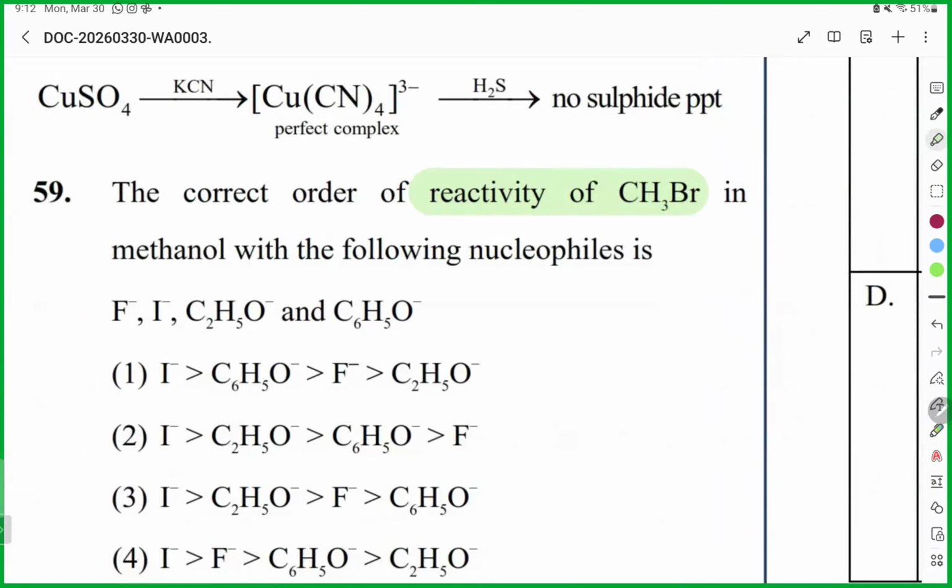Okay. So the reactivity order of HCBr in methanol with the following nucleophiles, where you have maximum reactivity.